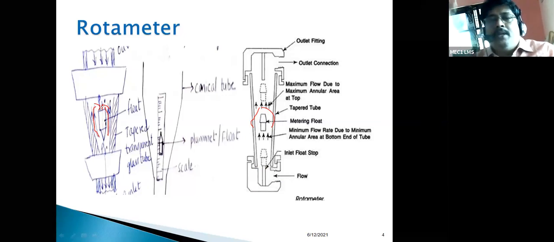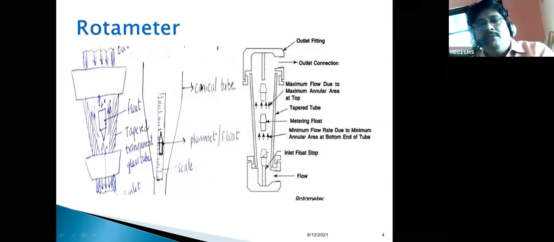Thereby the discharge rate changes, the discharge of flow changes, like in a petrol bunk. So this is simple. This one we can call a rotameter.